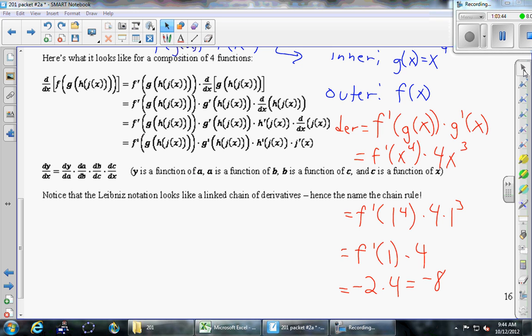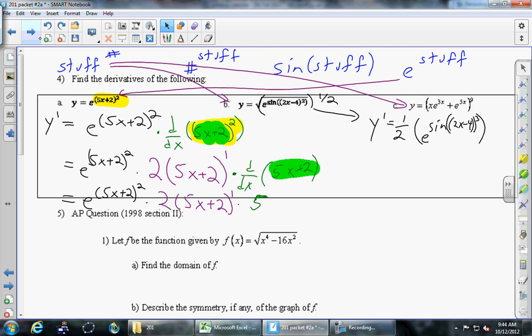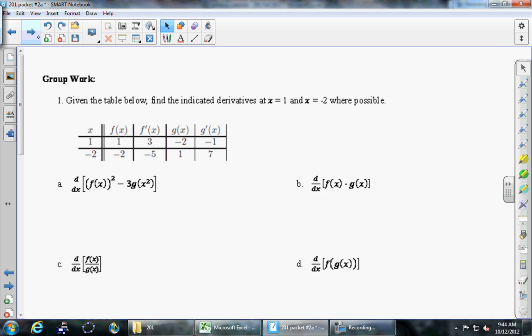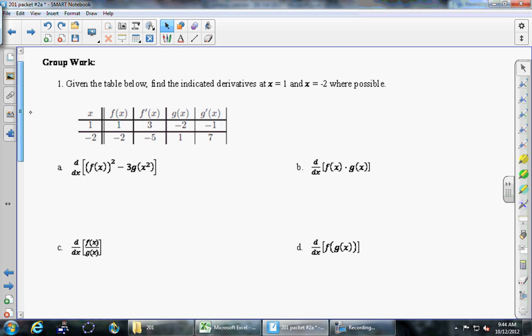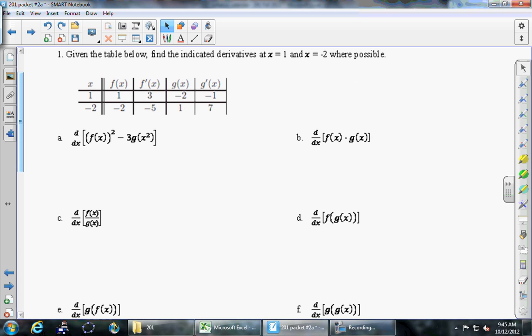All right, so we have 5 minutes. Maybe you guys can start right here on page 18 and see how far you can get with these problems.